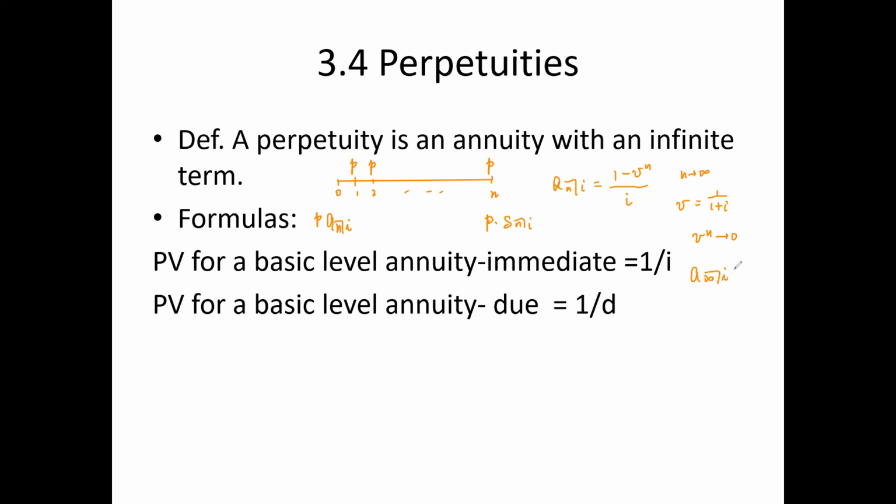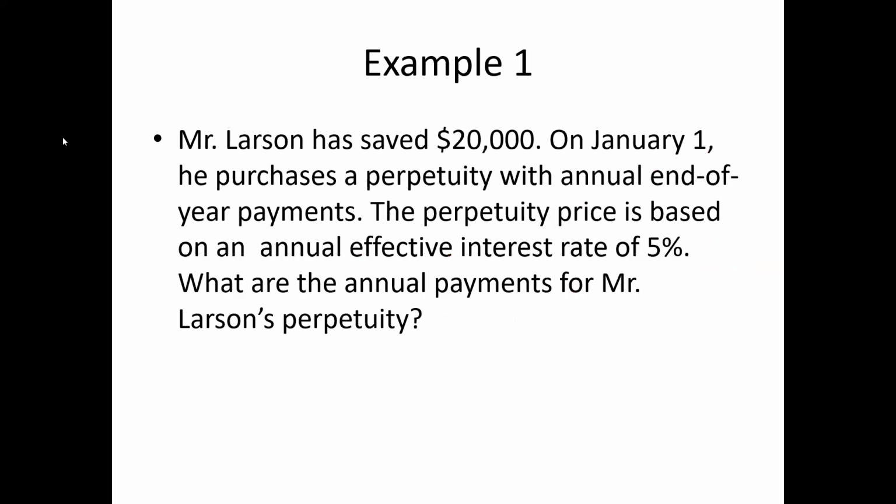The notation is this. And similarly, for the basic level annuity due, it is 1 over d. Okay, so that's the basic formula. We don't consider the future value because there's no future value. All right, let's look at a bunch of examples.